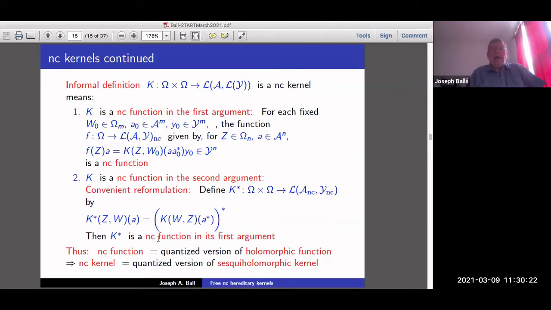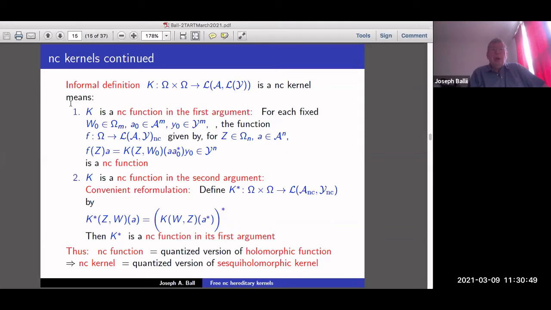So I just thought of the informal definition, which perhaps makes it more plausible. We have a function from omega cross omega to operators from, well, it's A noncommutative, L of Y noncommutative, should be. And what does it mean to be a noncommutative kernel?